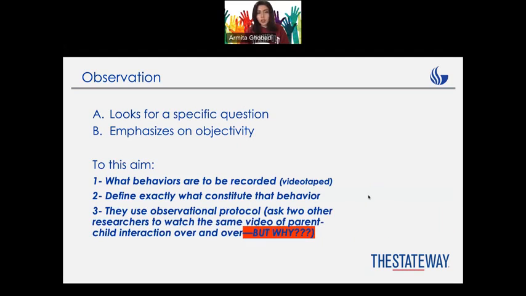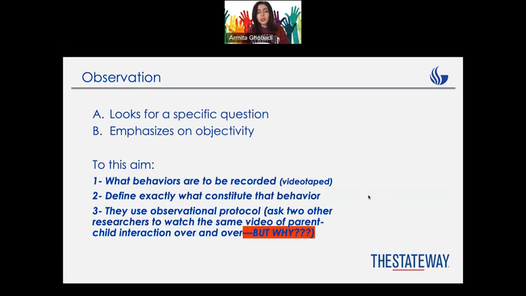In observational studies, you look at a specific research question; you literally know what you're going to study, and you emphasize objectivity, being unbiased. For this aim, you have to record some sort of behaviors, let's say by videotaping. You have to define exactly what kind of behavior you're going to observe, going back to the research question and having a specific research question.